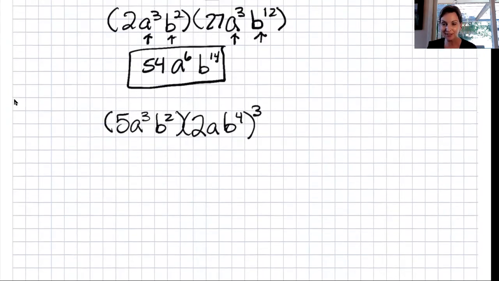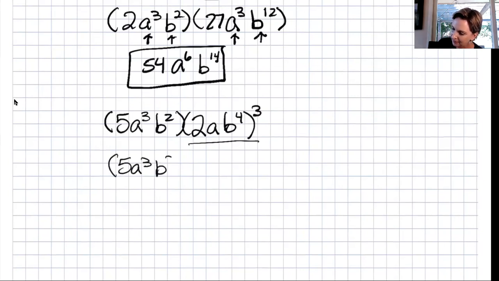Okay, let's see if we get the same answer. We're going to tackle this one the same way we did the last one, where we need to take care of that exponent on the second part of the problem. This first part is going to be the same. And the second part, we're going to distribute that cubed through there. So we're going to do 2 cubed, which is 8. a to the first power cubed is a cubed. And b to the 4th cubed is going to be 4 times 3, which is 12.